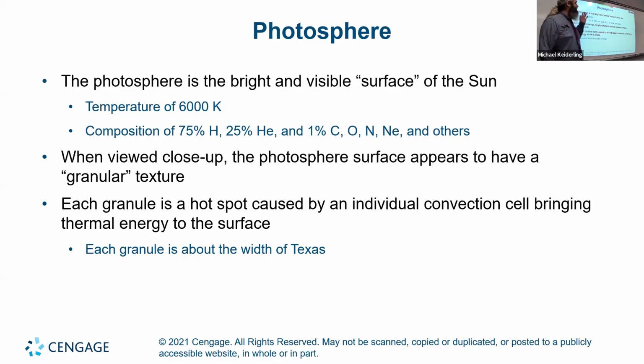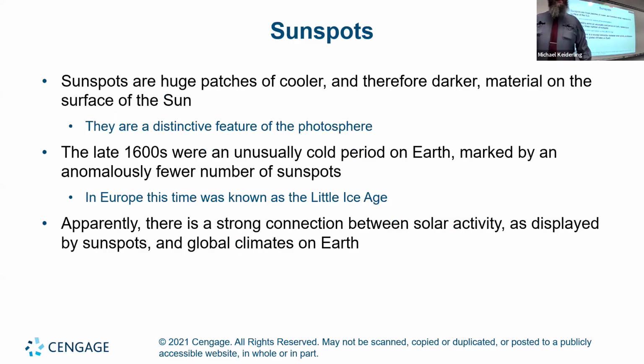And when viewed up close, the photosphere's surface appears to have a granular texture. It's got little granular structures on it. Each granule is a hot spot caused by an individual convection cell bringing thermal energy up to the surface, and each granule is about the width of Texas. Sun is huge.